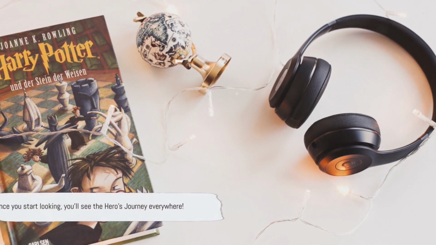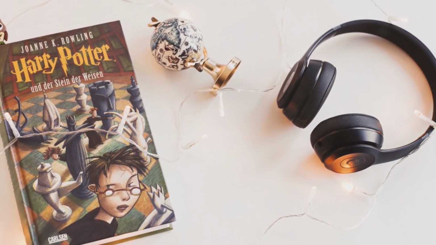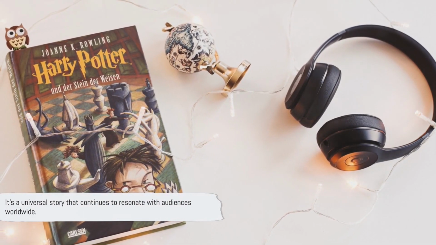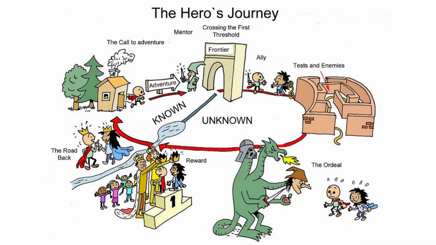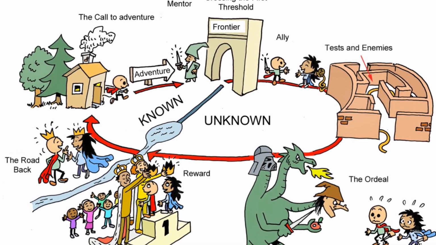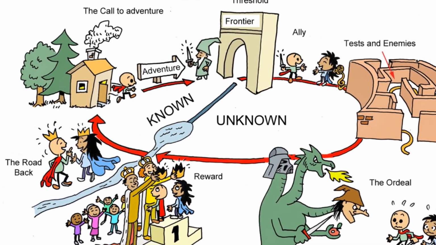And who can forget Harry Potter's journey from an ordinary boy living under the stairs to the savior of the wizarding world? His life in the Dursleys' home, his trials at Hogwarts, and his final confrontation with Voldemort all perfectly fit into the stages of the hero's journey. These are just a few examples. Once you start looking, you'll see the hero's journey everywhere. It's a universal story that continues to resonate with audiences worldwide.